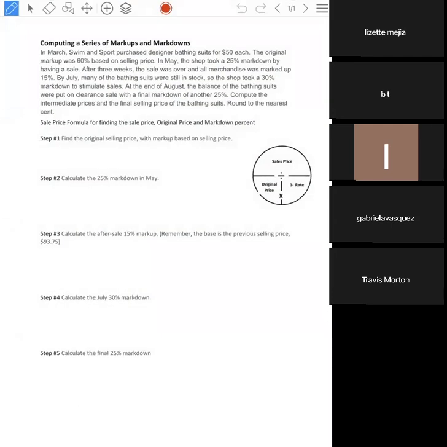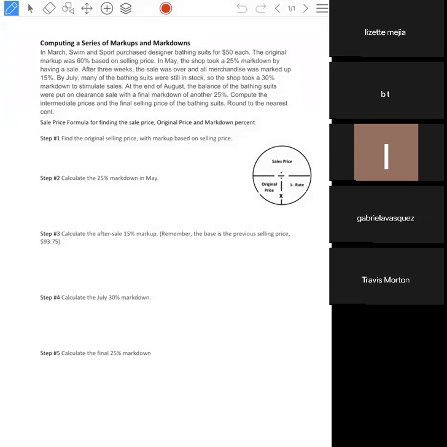All right, so now we have a series of markups and markdowns, and this happens a lot. For instance, you might have an item that isn't moving. You thought, I'm going to do a sale price on it, or originally I added a markup to it and it isn't selling. So I want to lower the price a little bit, see if maybe people come in or buy it.